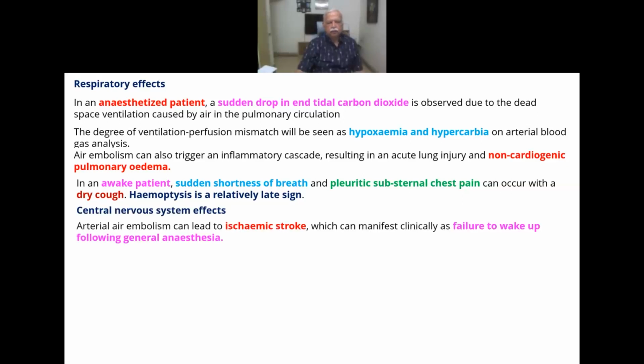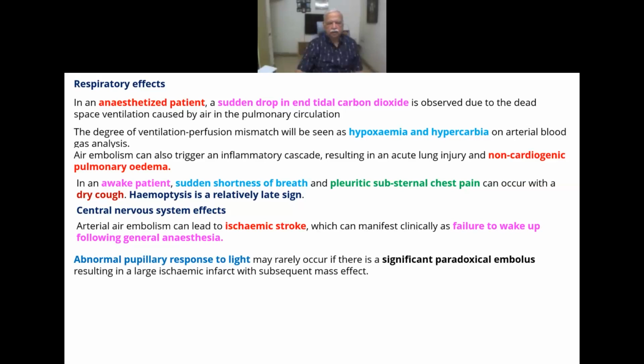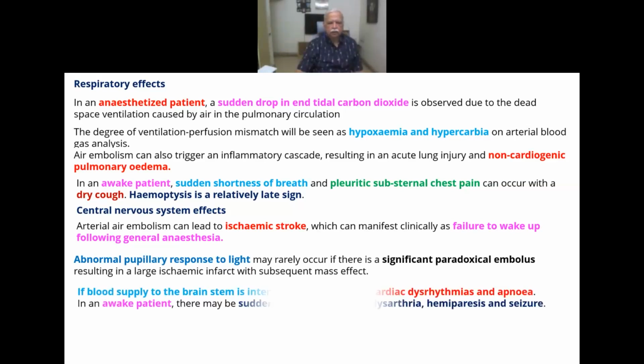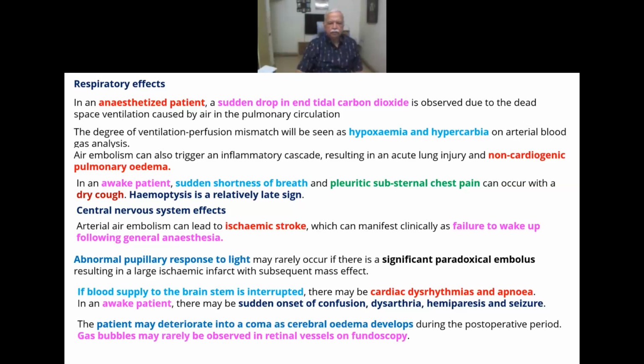Coming to the CNS effect, air embolism can produce ischemic stroke-like features. Patient can develop paresis and anesthesia. And after anesthesia, it may be one of the causes for the patient not to wake up immediately after general anesthesia. And there may be abnormal pupillary response to light, which indicates there is a significant paradoxical embolism, a large ischemic response. The blood supply to the brain stem is affected by the air embolism. Then it may produce cardiac dysrhythmias and apnea in the patient. Whereas in the awake patient, sudden onset of confusion, dysarthria, hemiparesis, and seizure, all these things can happen. Patient may deteriorate into coma as cerebral edema develops later on.